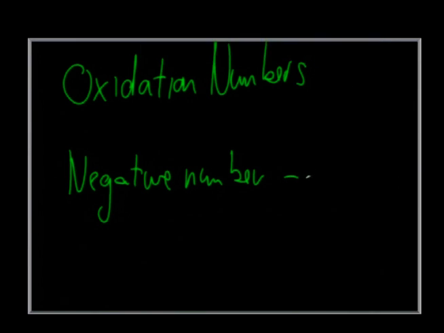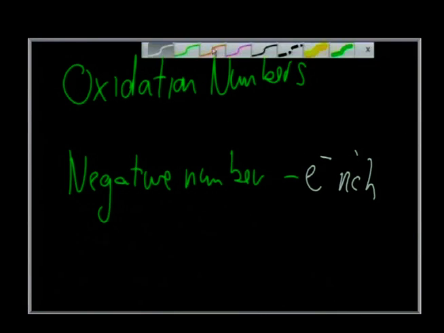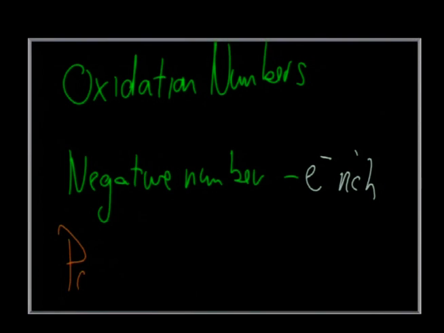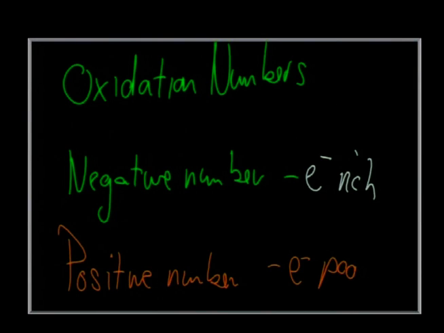The word we're looking at here is electron rich. It can donate electrons. If it is a positive number, use a different color, positive number, then it is electron poor. Now, what this means, it tells you when we've got an atom joined to another atom, which one is getting more of the electrons.